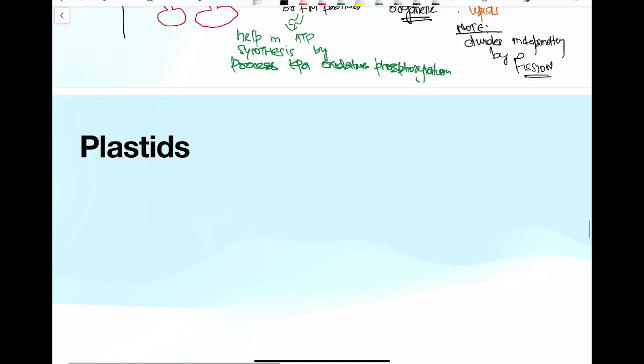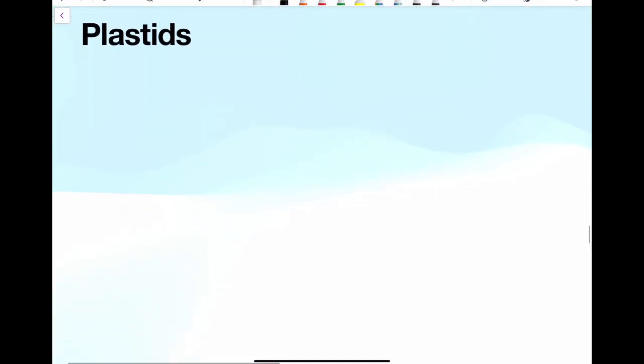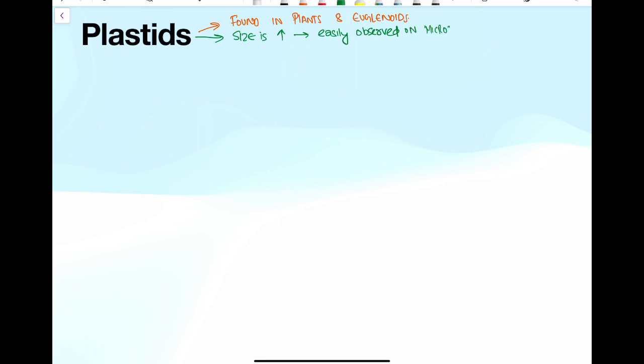Okay. Now let's go to plastids. Plastids are organelles found only in plants and euglenoids. Very well. Now what is important is that they are easily observed because their size is large, so they can be easily observed under a microscope. One thing you should always remember about them is that they are also double-membranous organelles.